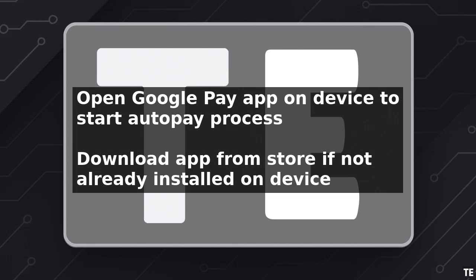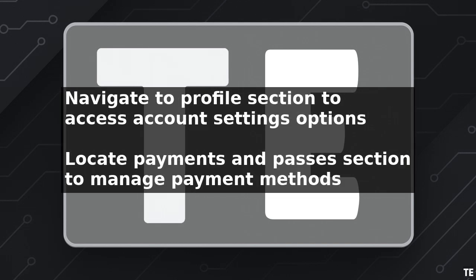From the Account Settings, locate the Payments and Passes section. Then tap on the payment method you wish to enable Autopay for, such as a credit or debit card. If you have not already added a payment method, you will need to do so by tapping the Add Payment Method option and following the prompts to enter your card details.